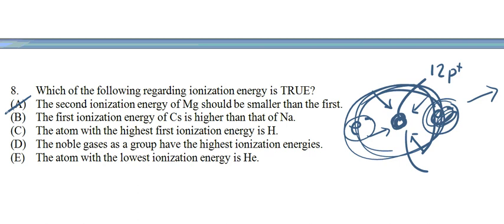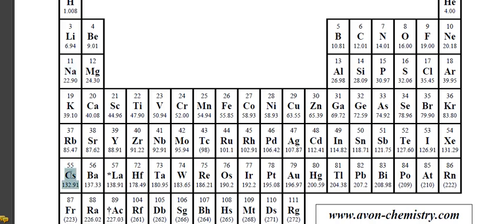The first ionization energy of cesium is higher than that of sodium. Okay, so let's find that. So it's saying cesium's higher than sodium. Well, since cesium's way down here, the trend is for ionization energies as we go from left to right along a row, the ionization energies increase. They get higher. Because as we fill up those s and p orbitals, the atoms become more and more possessive, because we're starting to fill those outermost s and p orbitals.